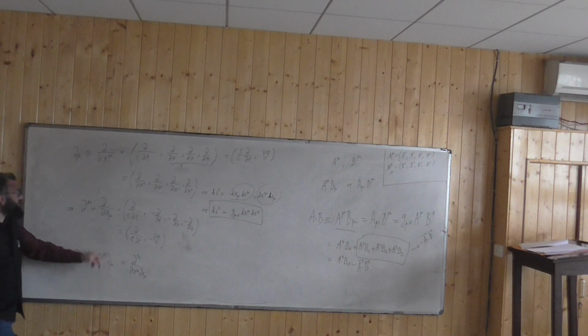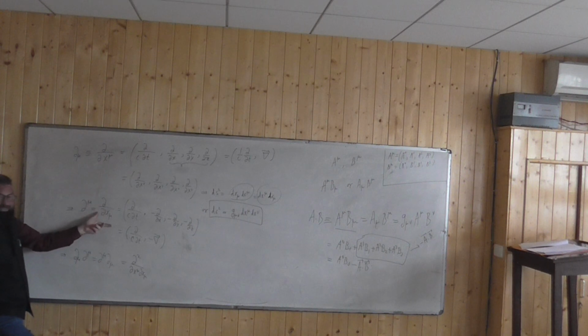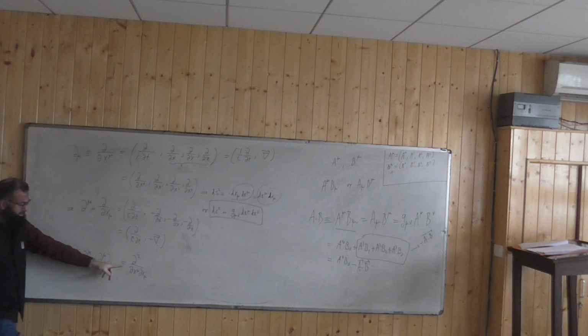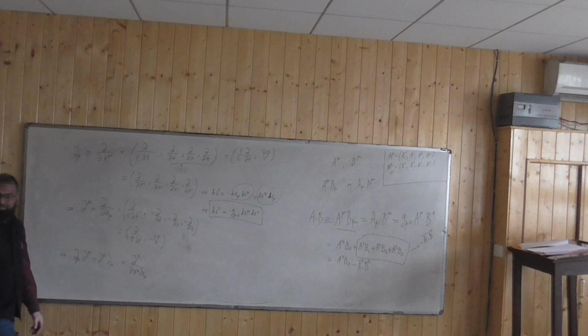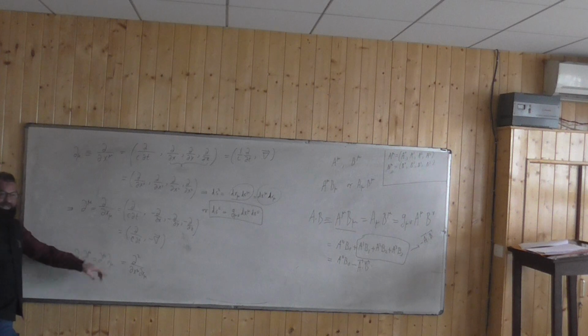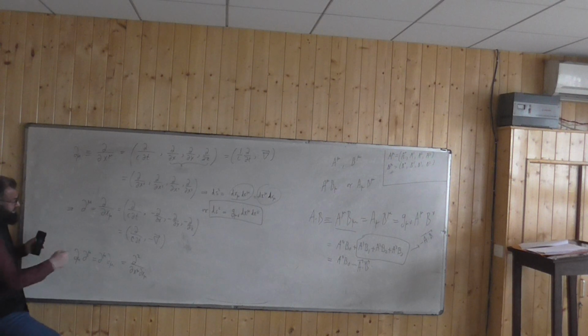So partial by partial x, this is a derivative acting on this, so you will get partial 2 by partial x. Understood? But for mu, one is upper and another is lower. Clear? Okay, so now let's calculate it.